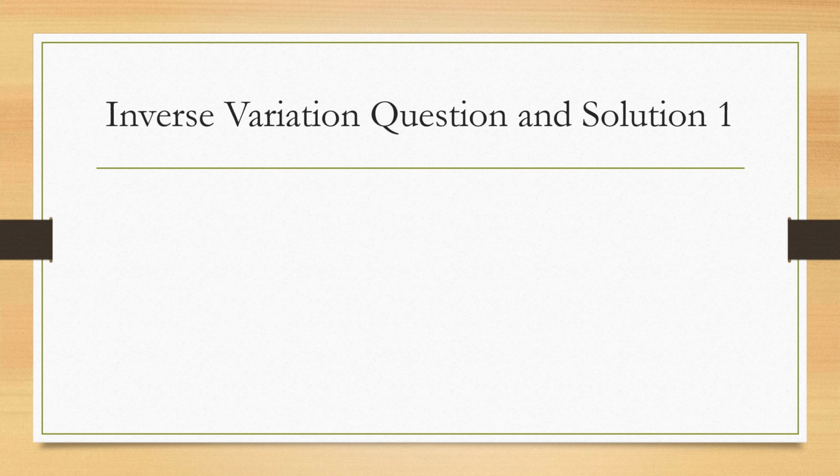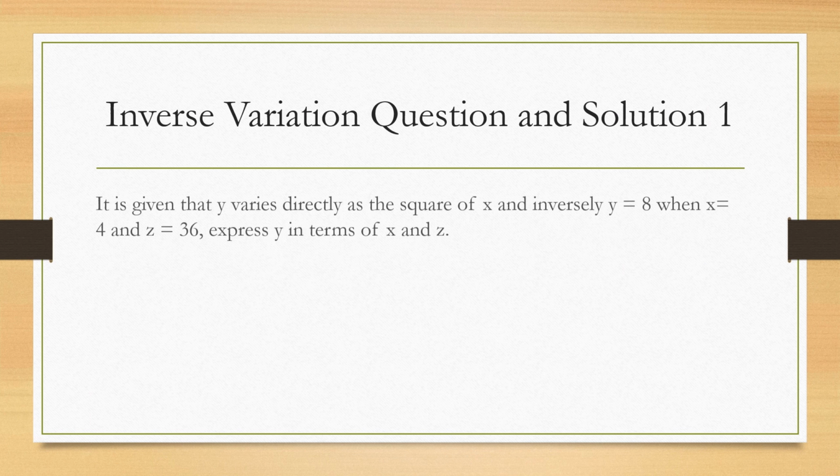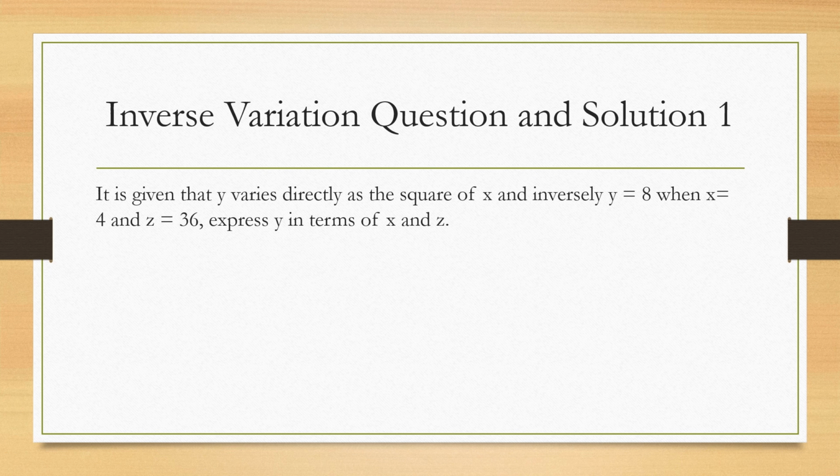Now this is the last slide. It's given that y varies directly as the square of x and inversely as z. y equal to 8 when x is 4 and z is 36. Express y in terms of x and z. So we need to express it. Okay, we will express it. So y, first we need to put it right here. Y equal to k x squared over z.